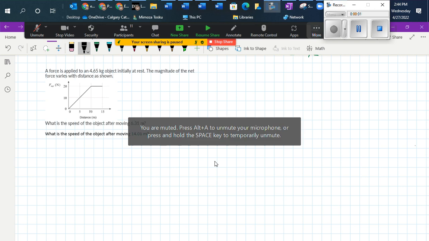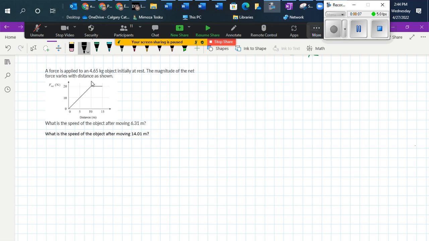Okay, so let's deal with those kind of questions when we have a force that is applied onto an object with mass 4.65 kilograms that is at rest, and the magnitude of force net and the displacement or the distance is shown as in the graph.